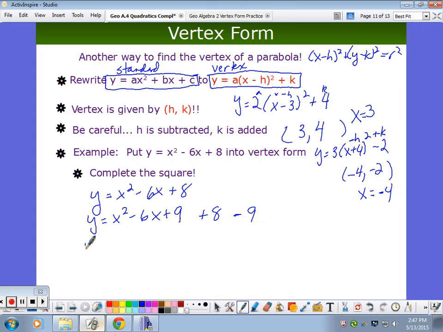It is. So why am I doing that? Because now what can I do? This becomes x minus 3 squared. I'm taking this perfect square, turning it into its binomial square, plus 8 minus 9, that's minus 1. And look what I am. I'm in this form: x minus h squared plus k.